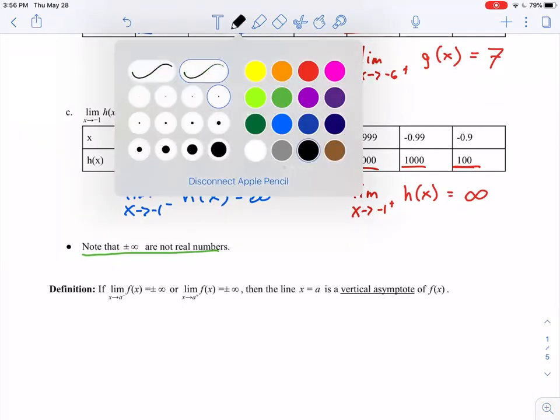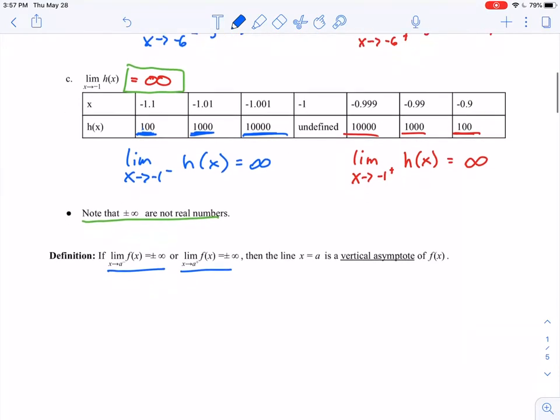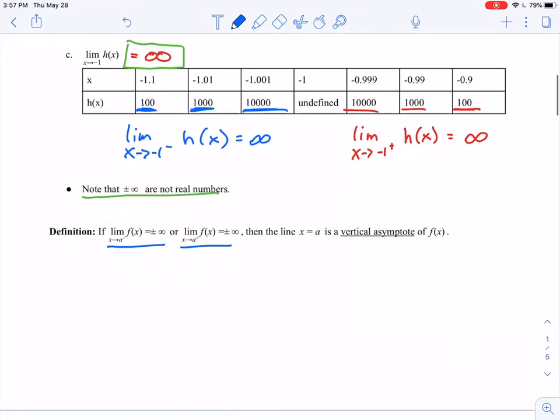The other thing I want to talk about in this video is the definition of a vertical asymptote, which is something I expect most of us have seen. If you have a left-hand limit of plus or minus infinity, or I should say a right-hand limit of positive or negative infinity, then the line x equals a is a vertical asymptote of f of x. So you only need one side or the other. You don't necessarily need both.